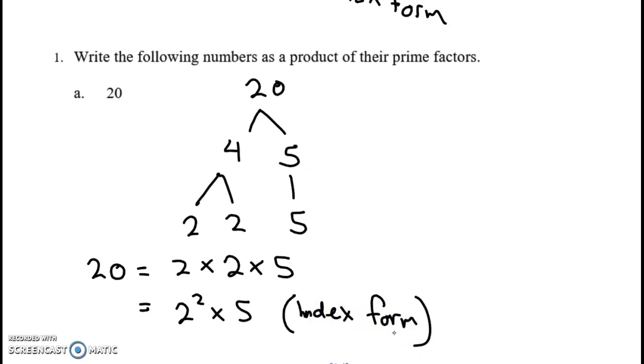You might want to write another tree just over here when you're filling out your booklet and see if you get the same thing. So just to double check, 2 times 2 is 4, times 5 is 20. Fantastic.